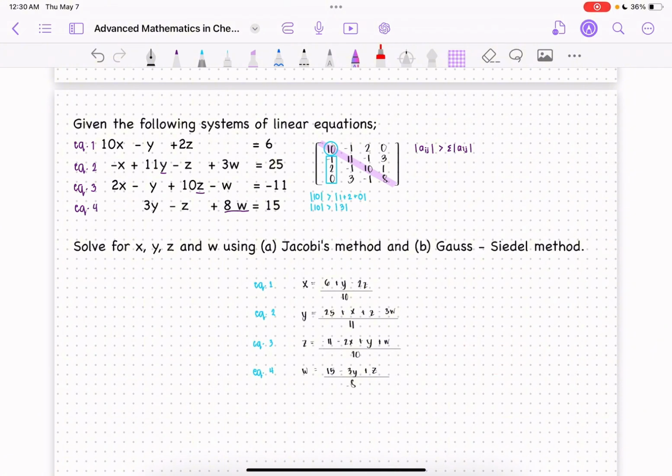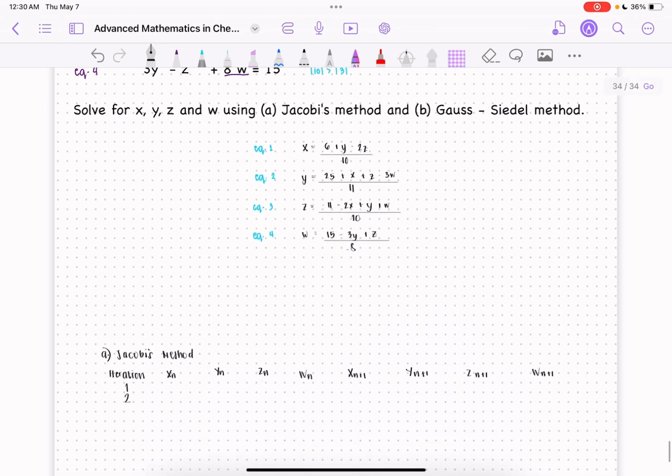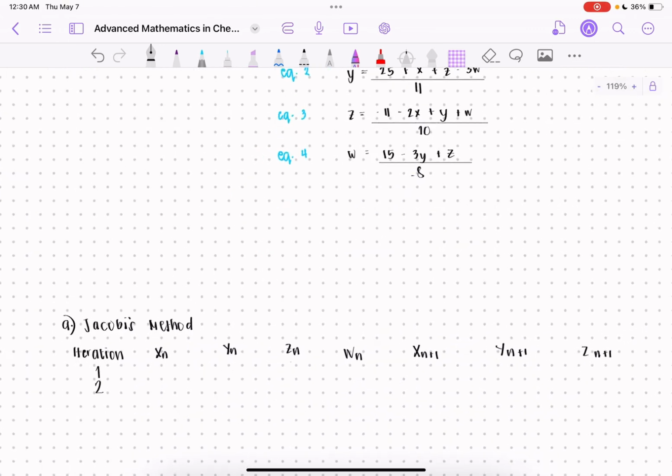Now next, for our initial approximation, we are going to employ the zero vector, wherein the values of our x, y, z, and w would be 0.